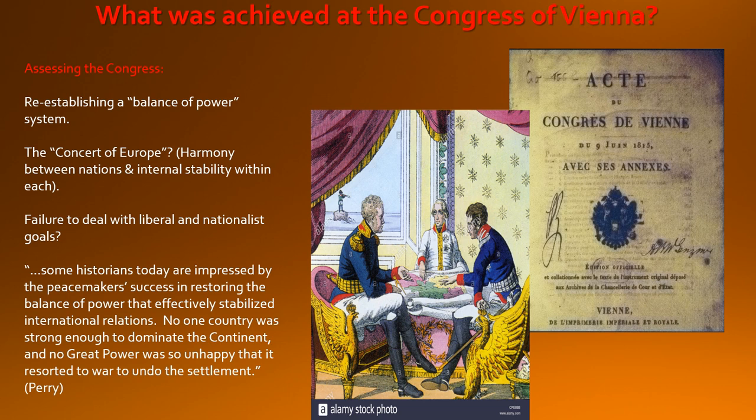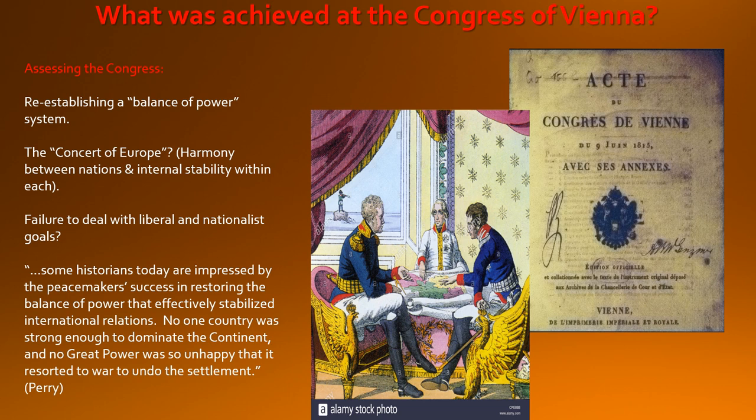Again, I don't want to overstate this. It's not just Metternich that's doing all this, but he's the leading hand. However, as I mentioned, historians have more recently come to question what the Congress actually achieved, and some of the critique has included their failure to deal with liberal and nationalist goals. And sure enough, we know Metternich was against both liberalism and nationalism.